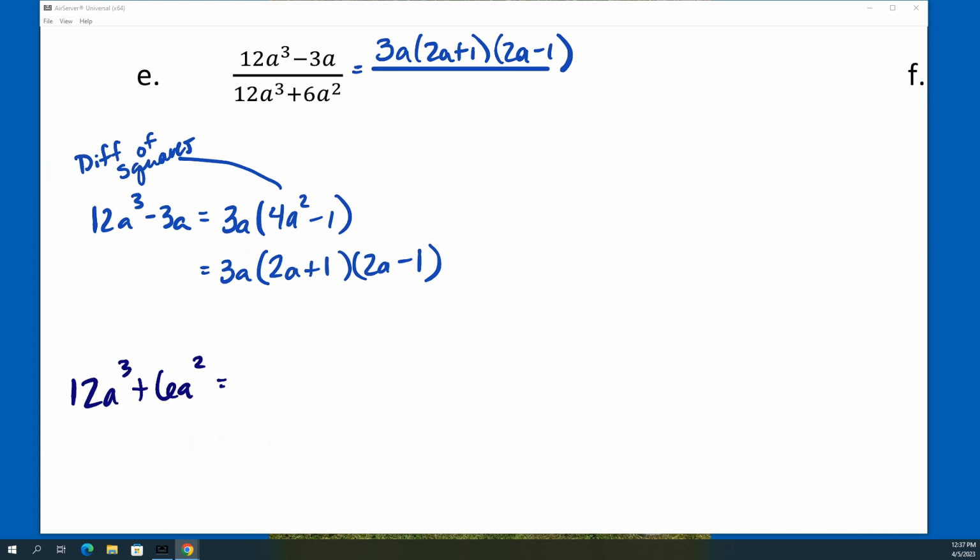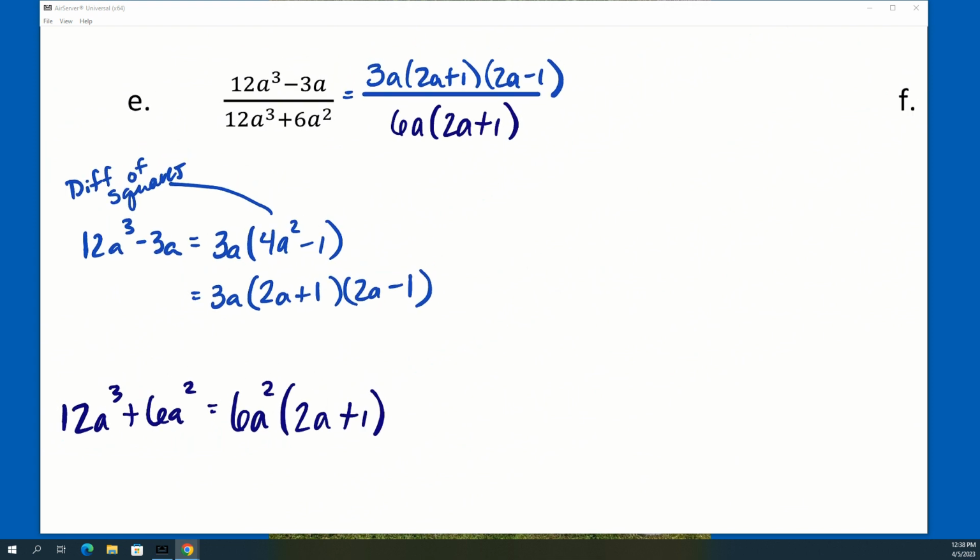All right. Same thing on the denominator. It's going to be a little easier though. We're going to factor out a common factor of 6a squared. And then that's going to leave you with 2a plus 1. And that's all we can do for that. Oops. It should be 6a squared.